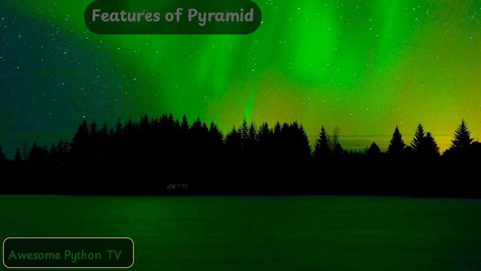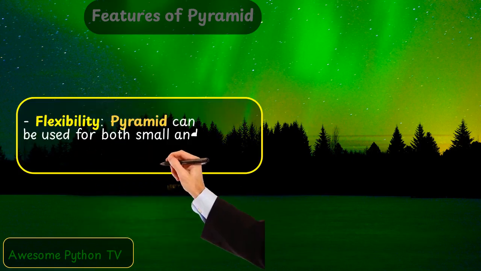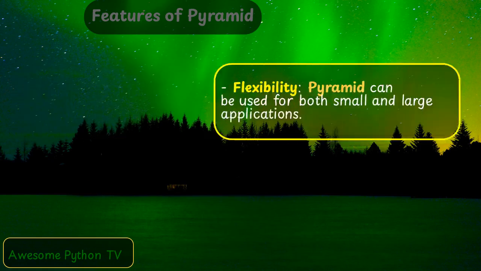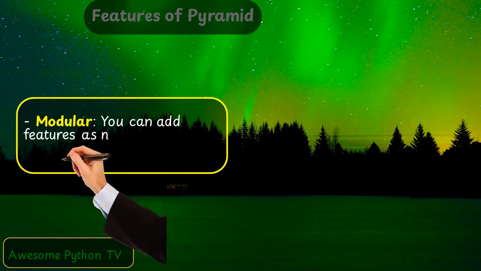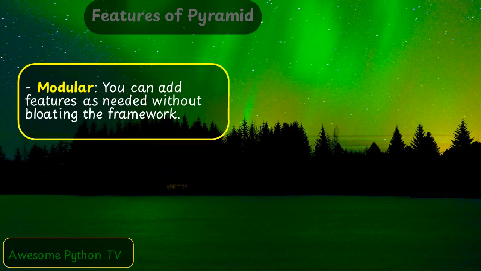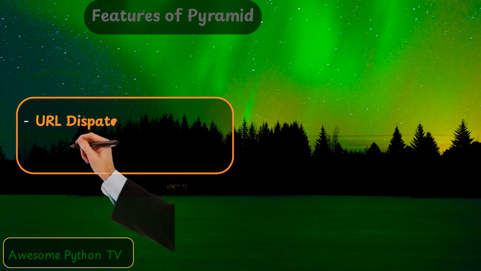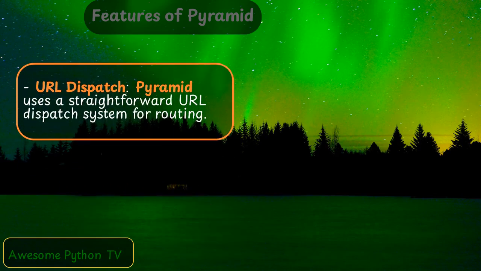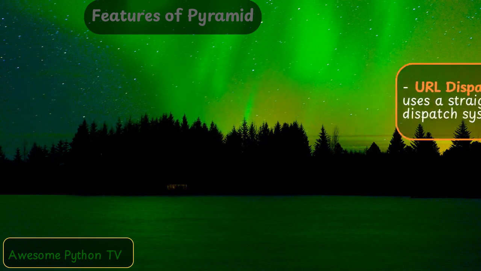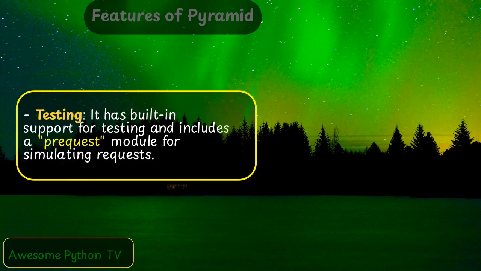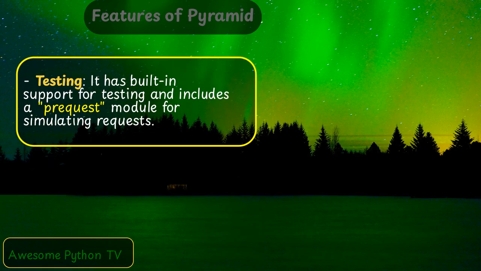Features of Pyramid. Flexibility. Pyramid can be used for both small and large applications. Modular. You can add features as needed without bloating the framework. URL dispatch. Pyramid uses a straightforward URL dispatch system for routing. Testing. It has built-in support for testing and includes a prequest module for simulating requests.